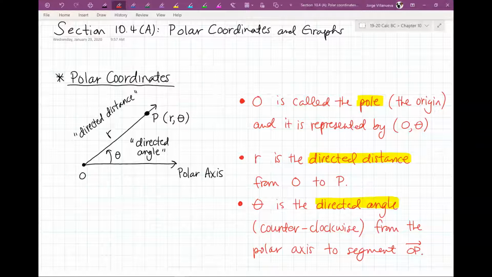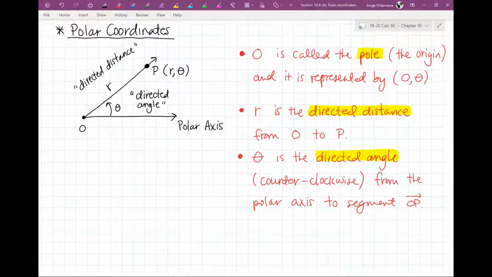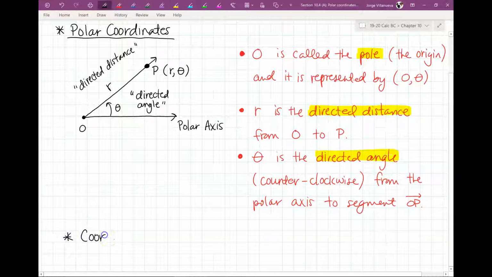All right, so nothing groundbreaking. It's just definitions. There's a lot of definitions today, so that's why I introduced the main definitions to you guys today. Then we do some work on it tomorrow. But let's talk about coordinate conversion. So how do we convert these things?